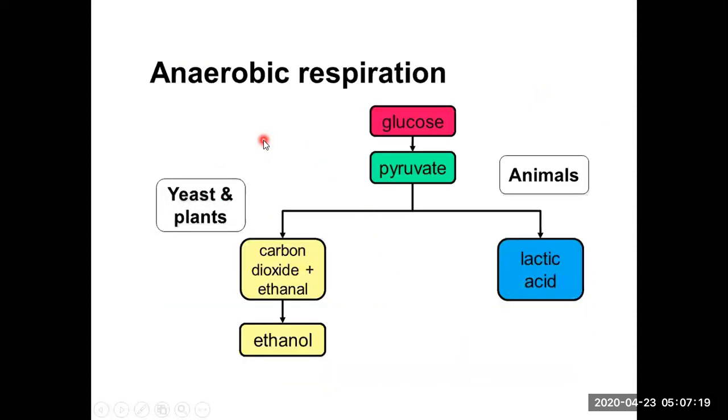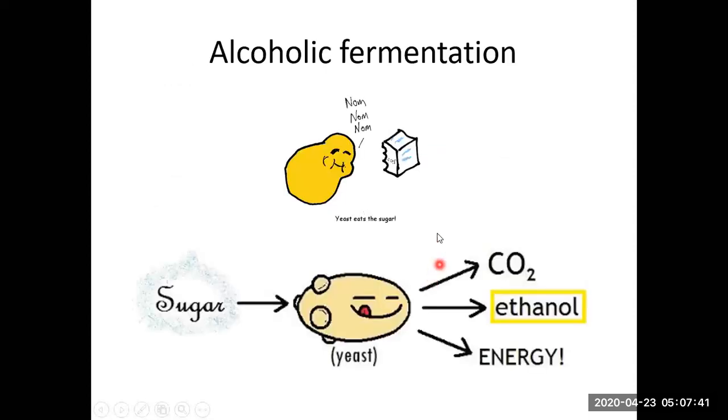Further, if we classify anaerobic respiration, the first step is this one, and the second step this one. In the first step, glucose is converted into pyruvate, a 6 carbon compound converted into 3 carbon compounds. In animals, this pyruvate is converted into lactic acid. In yeast and plants, this pyruvate is converted into carbon dioxide and ethanol, or ethyl alcohol. So let's start with alcoholic fermentation.